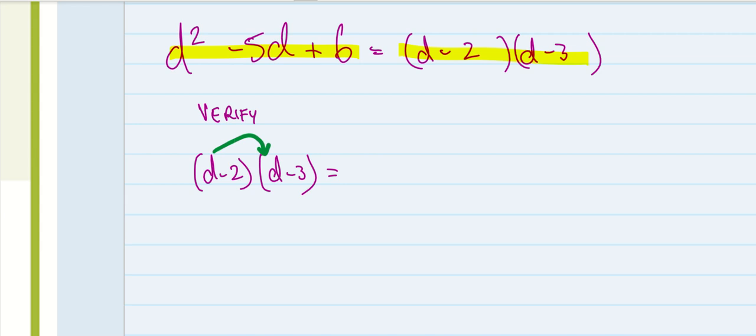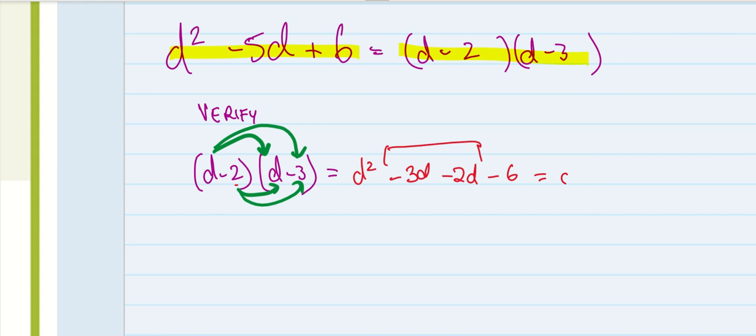So we've got D times D, take 3D, take 2D, and take 6. So let's write this out. D times D is D squared. Sorry, I'll do the top line first. Take 3D. Then we'll do this one, take 2D, take 6. 3 times 2 is 6. Now remember, those are like terms. So we just collect the like terms.